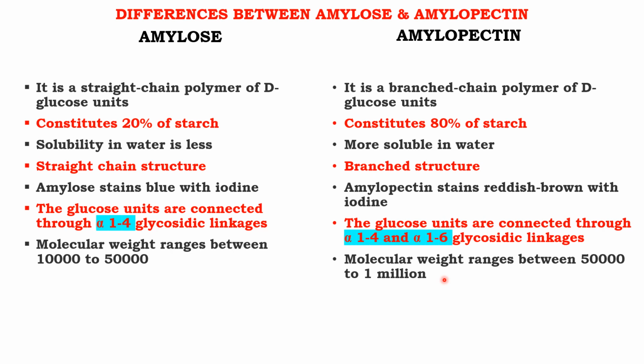While amylopectin is a branched polymer. It constitutes 80% of the starch and it is highly soluble in water and it is a branched structure. Amylopectin gives a reddish brown color with iodine. It has 1,4 and 1,6 glycosidic linkages and the molecular weight ranges from 50,000 to 1 million.